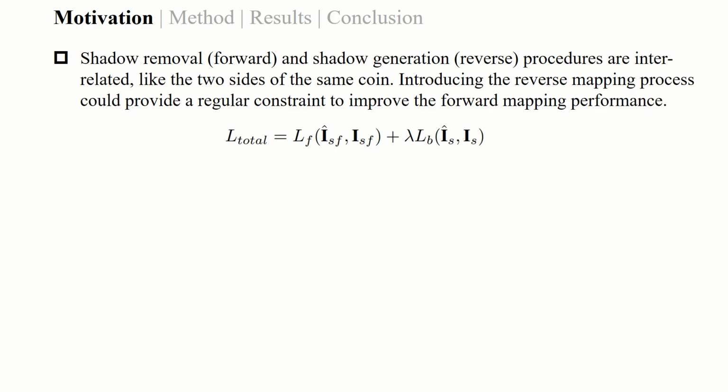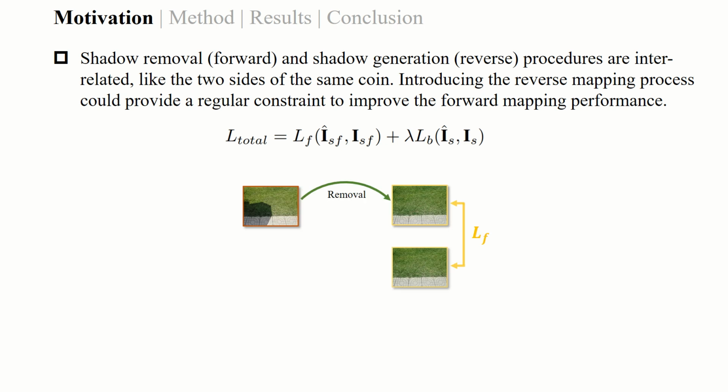First, shadow removal and the shadow generation procedure are interrelated. Introducing the reverse mapping process could provide a regular constraint to improve the performance of forward mapping. In this paper, we employ such a manner to push the estimated result close to the reference. Finally, we laterally implement such a bijective mapping learning process based on invertible neural networks.